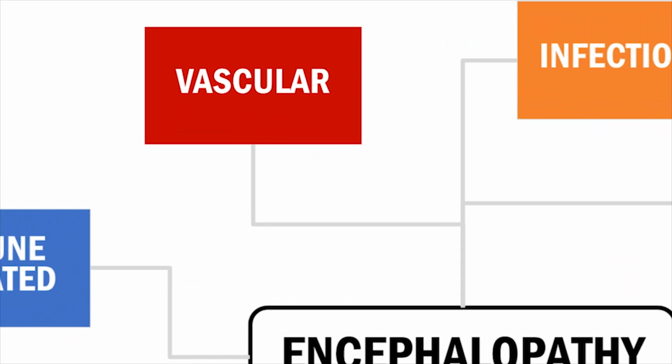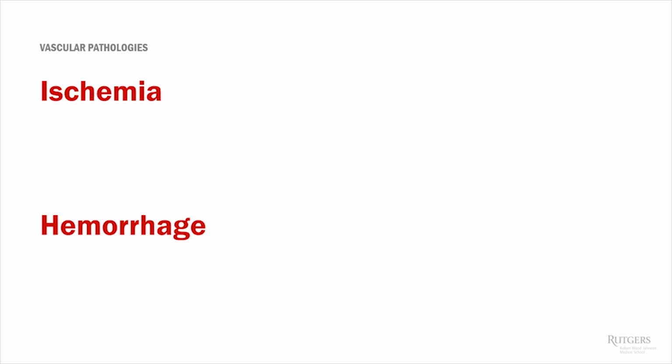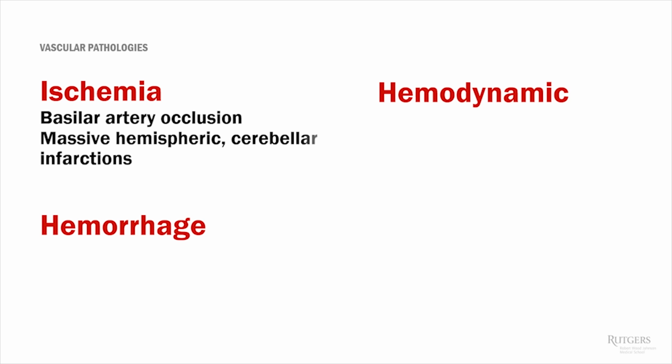So first up, vascular. Vascular pathologies include ischemic and hemorrhagic strokes, and also hemodynamic issues. So basilar artery occlusion, massive hemispheric and cerebellar infarction, and venous sinus thrombosis are the usual ischemic suspects.